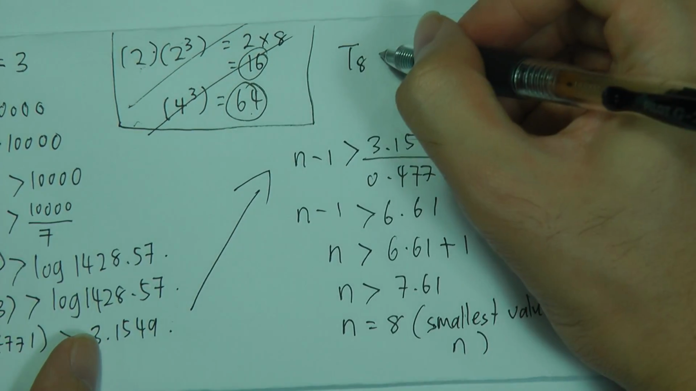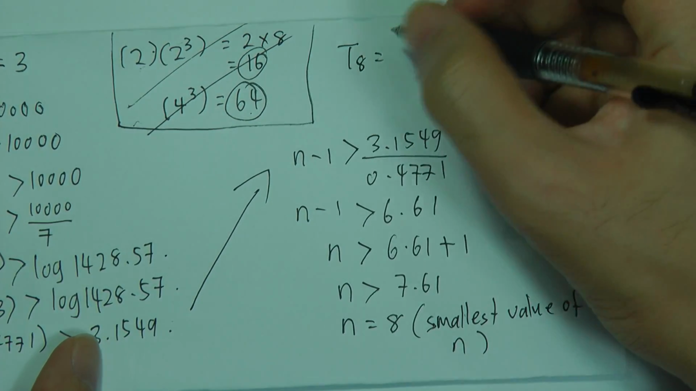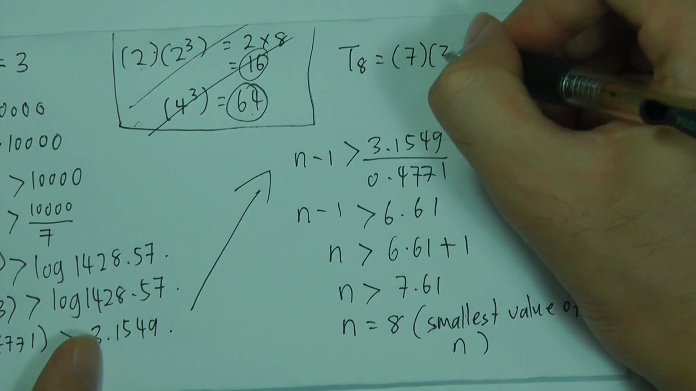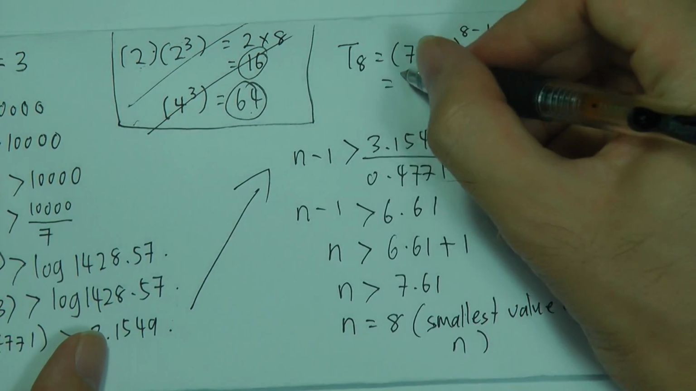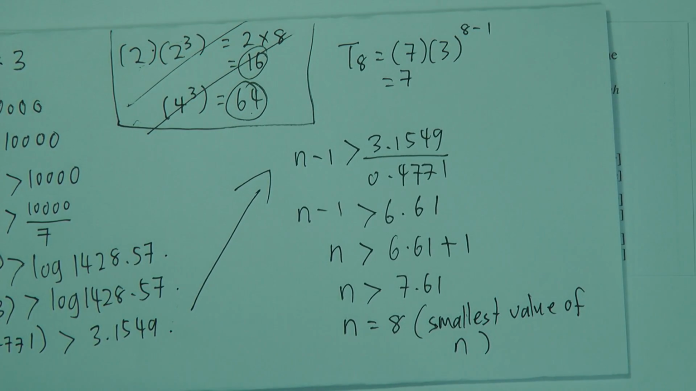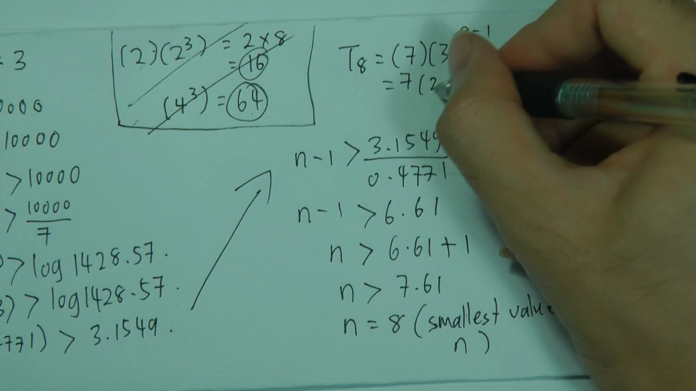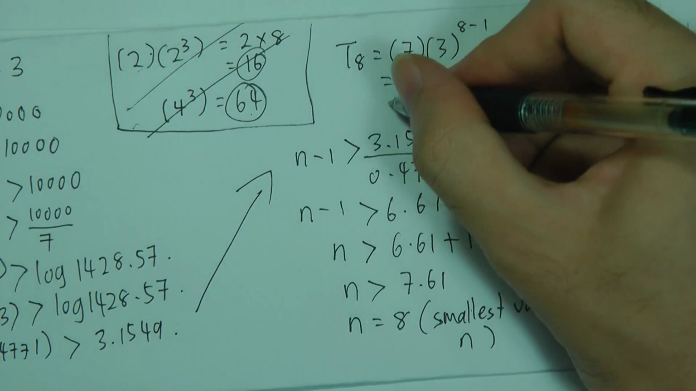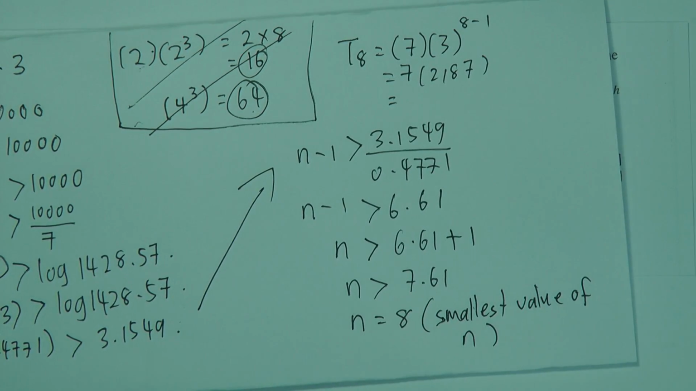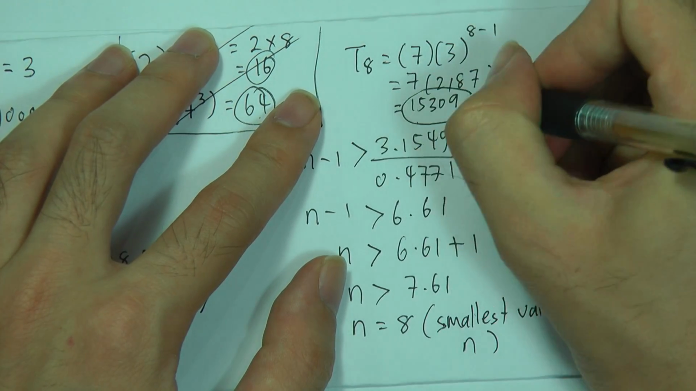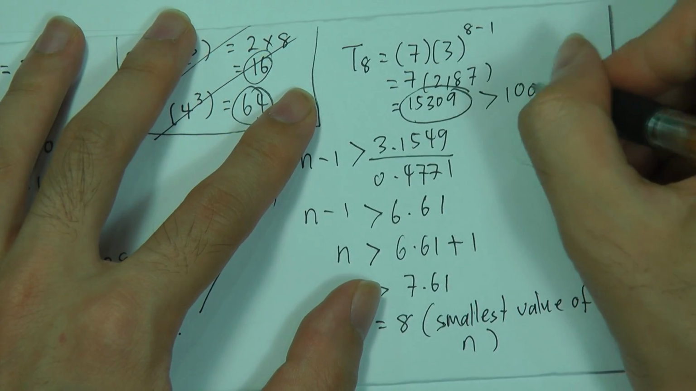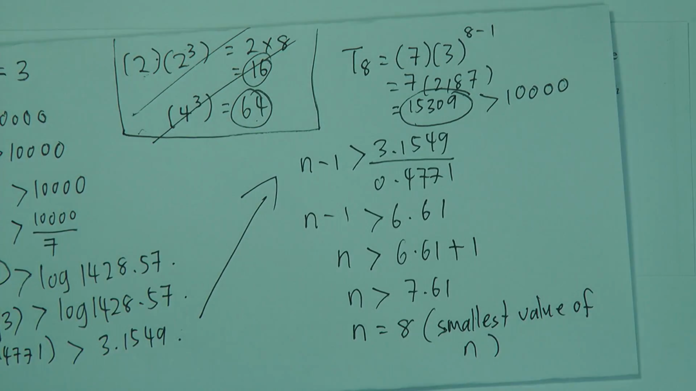T8, you find the value for T8 in this question. So T8 is equal to what? a r to the power of n minus 1, 8 minus 1, so 7. We multiply by 3 to the power of 7, which is 2187. Then you can get 15309. So this value is actually more than 10,000. Yeah, so this is the way to solve this one.